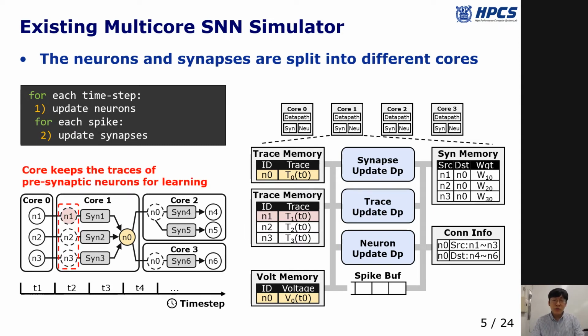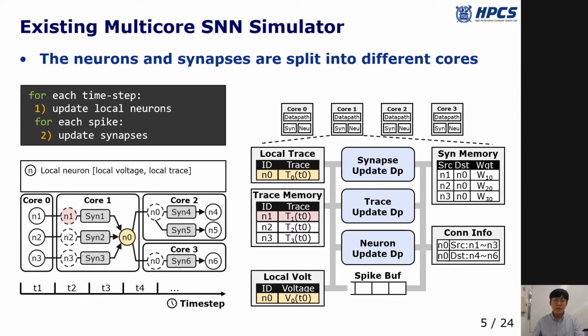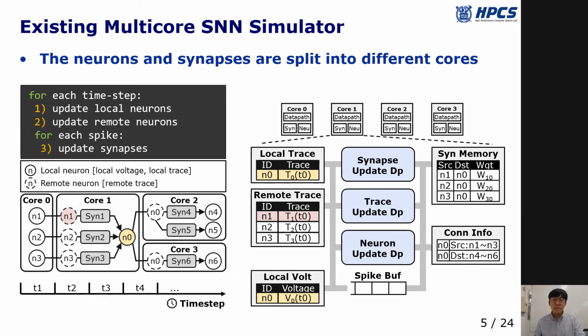Therefore, the cores also keep and update the traces of the presynaptic neurons in the memory. For brevity, we use the term local neurons to indicate the dedicated set of neurons for each core, and use the terms local voltage and local trace to indicate the corresponding states. On the other hand, we use the term remote neurons to indicate presynaptic neurons of the local neurons, and call their traces remote traces.